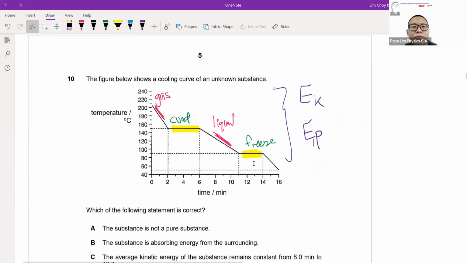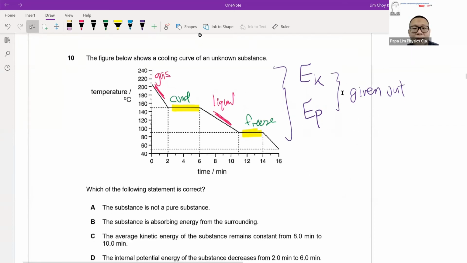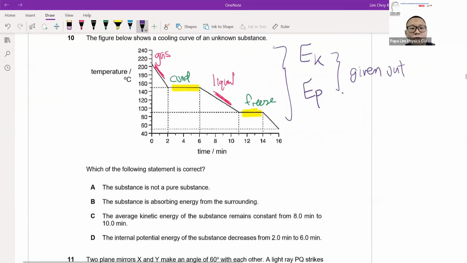So especially for cooling, we know that if it's cooling down, the energy will be given out to the environment at different stages. At different stages, EK will be given out, at different stages, EP will be given out. So it depends on what stages you are looking at. You need to know what energy is involved at the cooling, condensation, and freezing stages. So you need to take note of it.